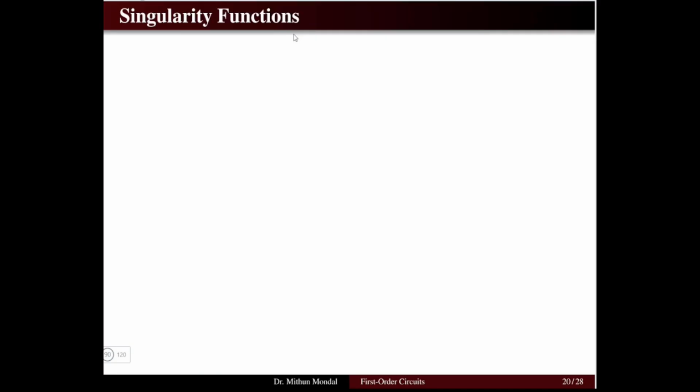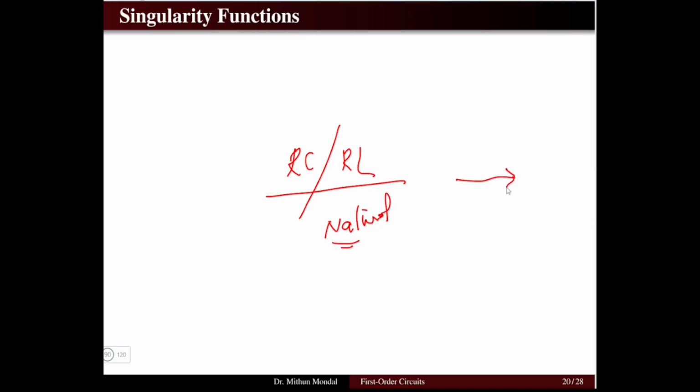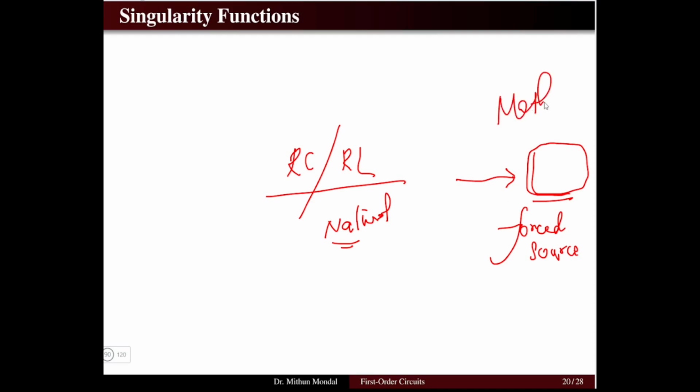Now we have completed the two discussions, that is the RC circuit and RL circuit under the natural response. This we have covered. If we need to go further, we have to apply some forced source or get the forced response. We need some mathematical understanding of the circuit or the sources. We need to understand the mathematical source that will be required to solve the forced response.